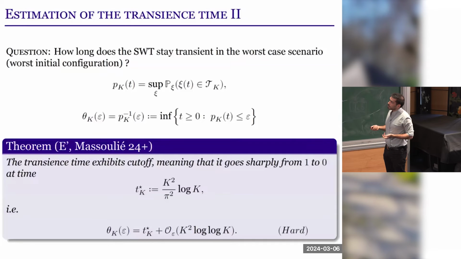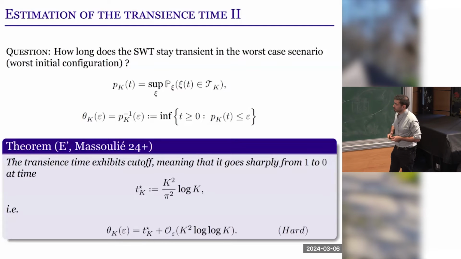Okay, so now a harder result: can we characterize the part of the curve where I had my question mark? And actually you can, and what we prove is that the transience time exhibits a cutoff at a very specific time. This specific time is this t_k star here, which is k square log k times 1 over pi square.